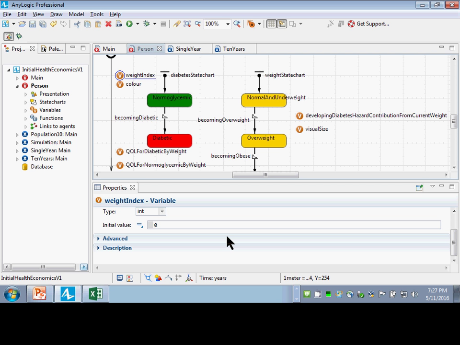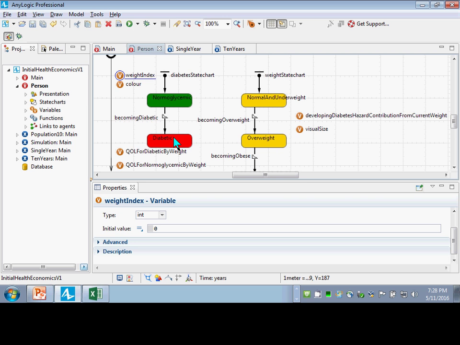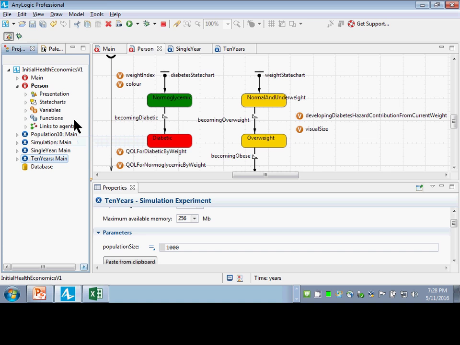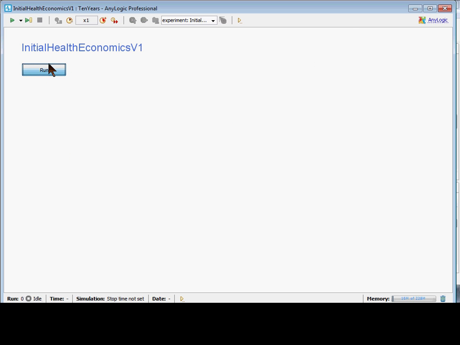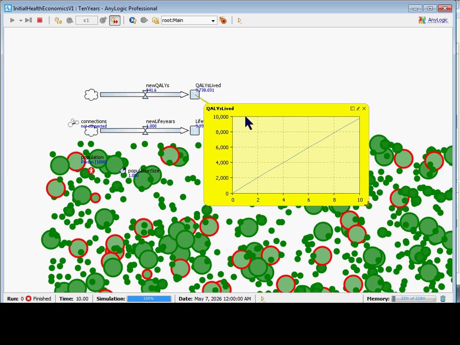In any case, let's run this for 10 years, and we should see a number of QOLs that are accumulated that are reflective of the imperfect health of the population. We have 1,000 people in the population, and over the course of those 10 years, if they were all in perfect health, we would have expected 10,000 quality adjusted life years to be accumulated. But instead, we see 9,700 or so accumulated.